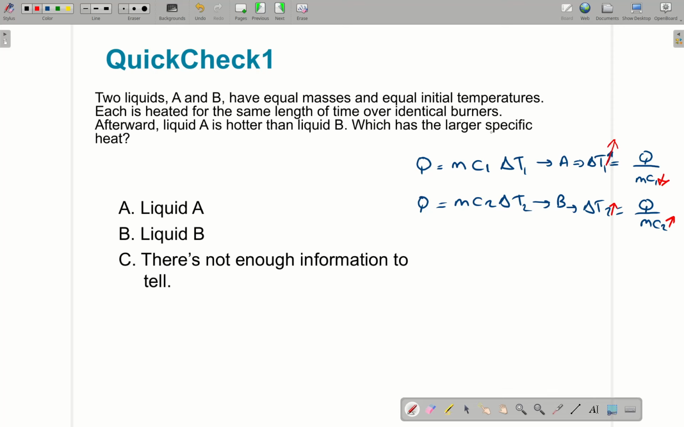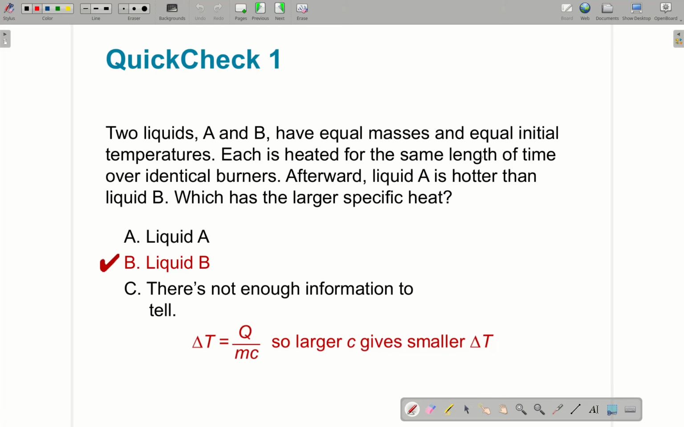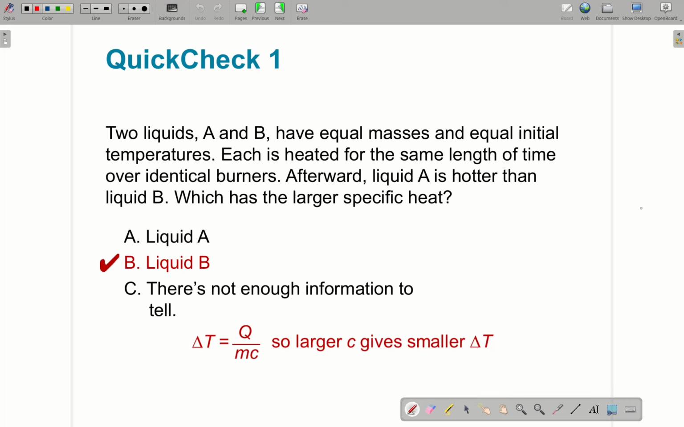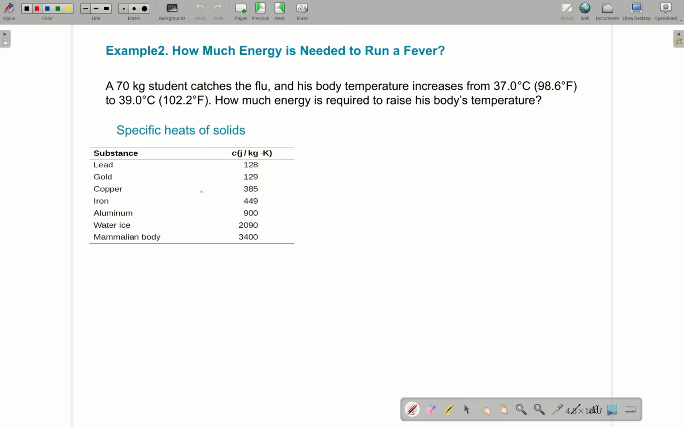So which has the larger specific heat? Liquid B. Go back again. If the temperature is changing by a lot, while the Q's and masses are the same, it means heat capacity is less for A and more for B. Alright, that's the heat capacity.